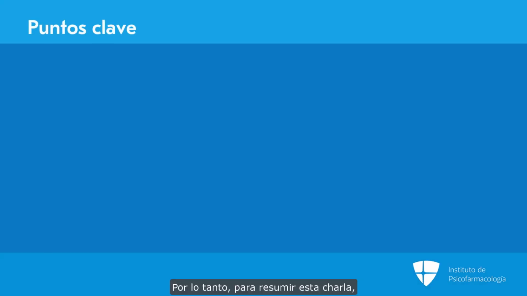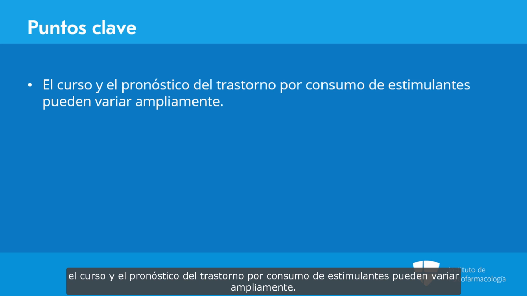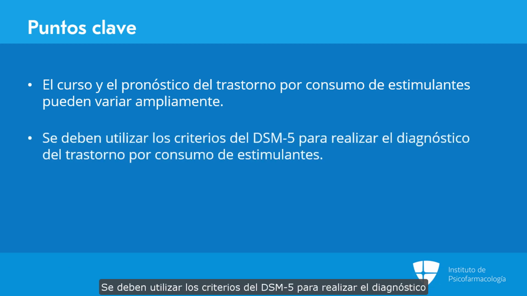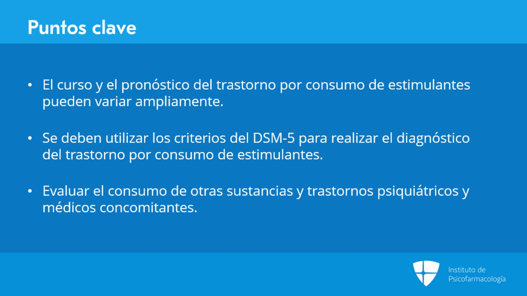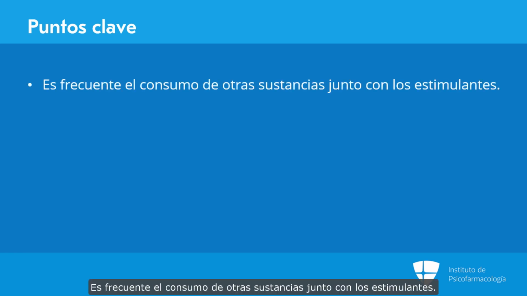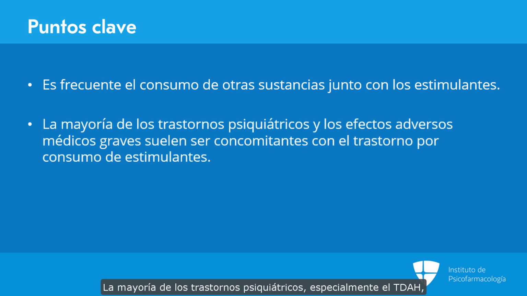So to summarize this section, the course and prognosis for stimulant disorder can vary widely. Use the DSM-5 criteria to make the diagnosis of stimulant use disorder, and when possible, assess for other substance use and co-occurring psychiatric and medical disorders. Use of many other substances along with stimulants is common. Most psychiatric disorders, especially ADHD, and very serious medical side effects are very common to occur with people who have stimulant use disorder.